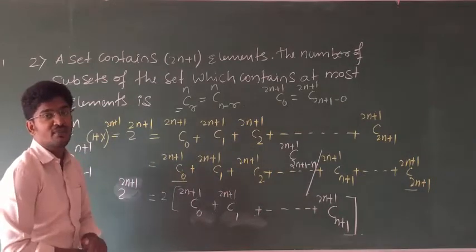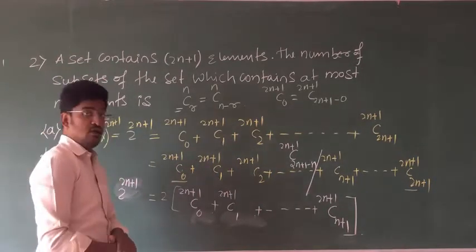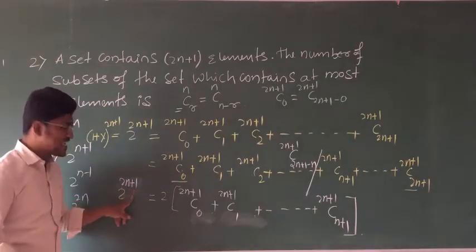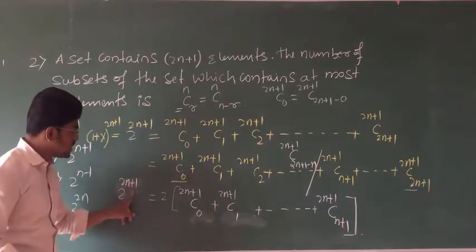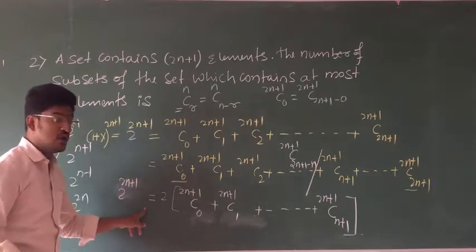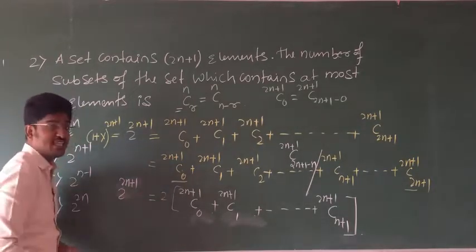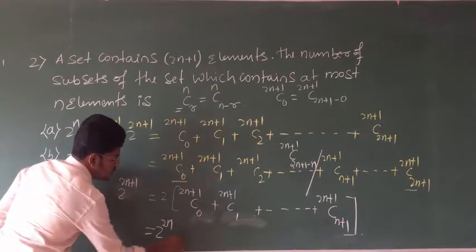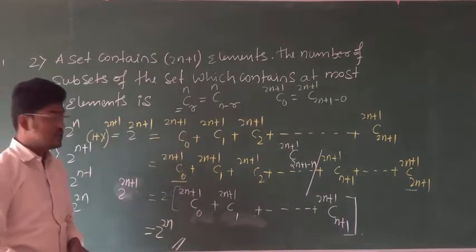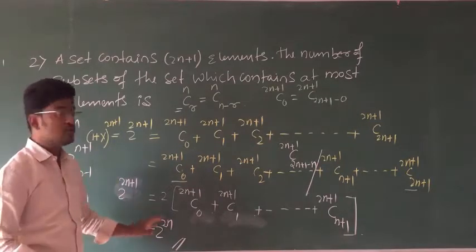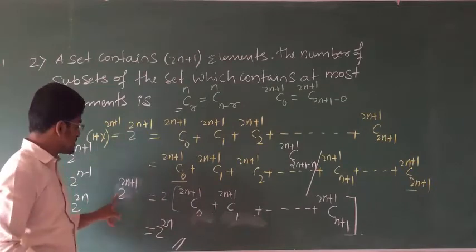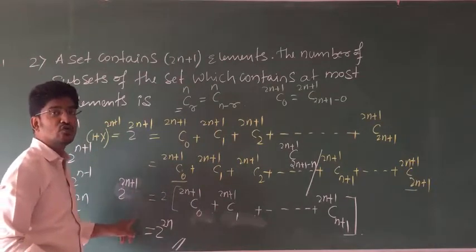At most how many elements? N elements. So now if you have 2 here, 2n plus 1 can be expanded as 2n plus 1 into 2. Clear? So this 2 will get cancelled, and your answer is going to be 2 to the power of 2n, because one of the 2s here will get cancelled. This can be written as 2 to the power of 2n into 2, 2 to get cancelled.